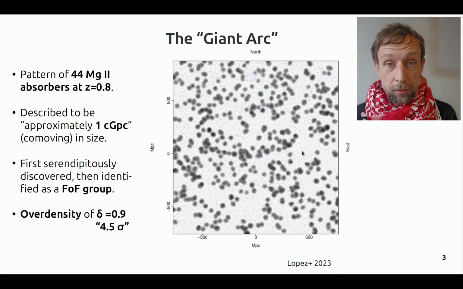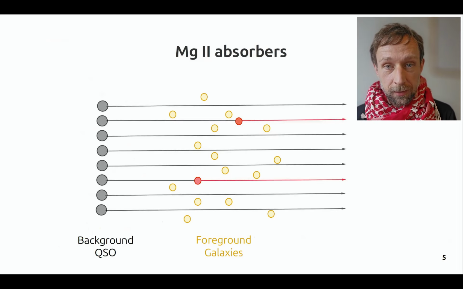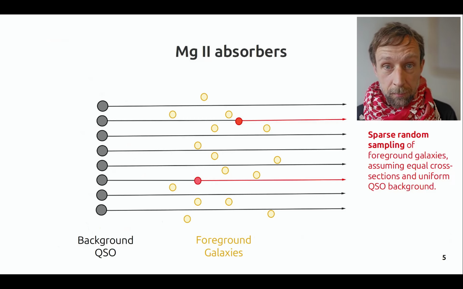Now, magnesium-2 absorbers are basically a sample of foreground galaxies. So you have foreground galaxies, and they become magnesium-2 absorbers if they appear along the line of sight to a background quasar. And if the background quasars are uniformly distributed, then the magnesium-2 absorbers are basically a sparse random sample of the foreground galaxies.